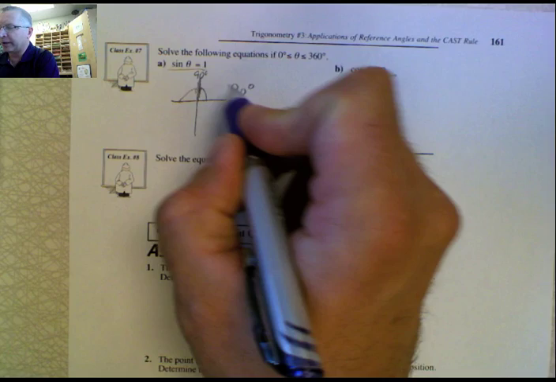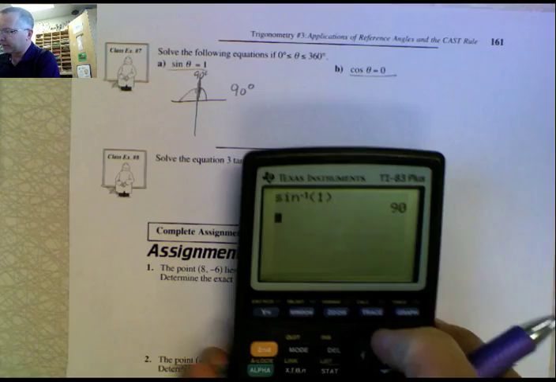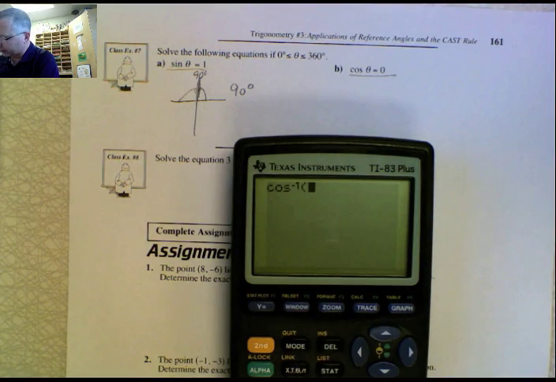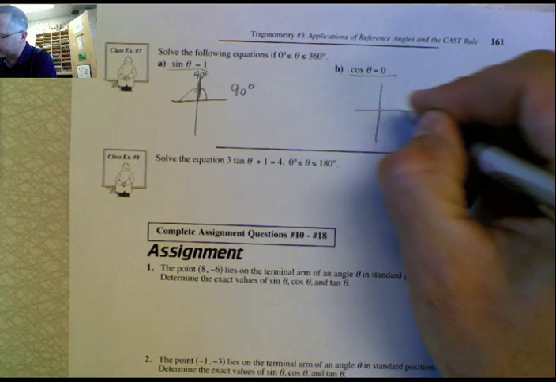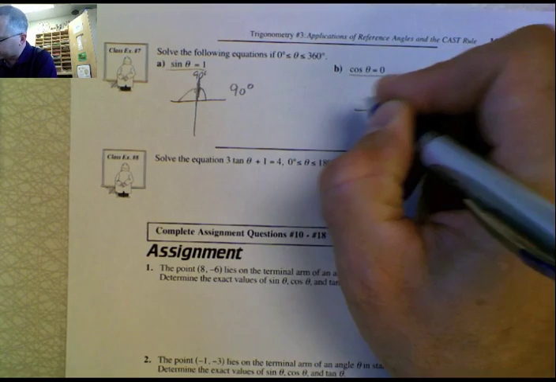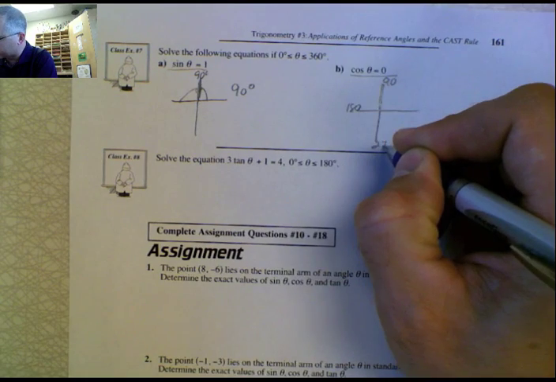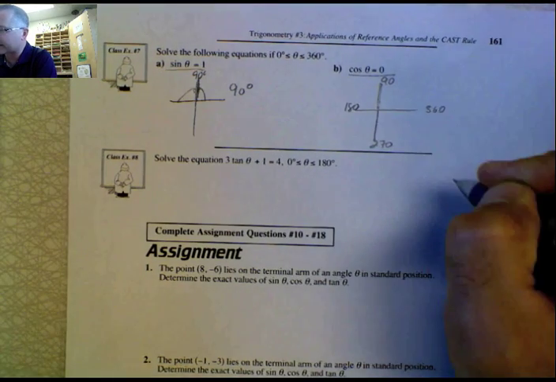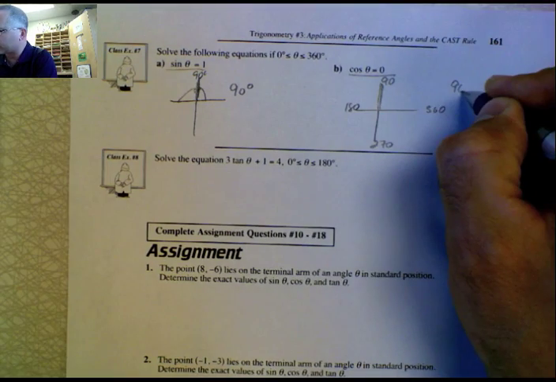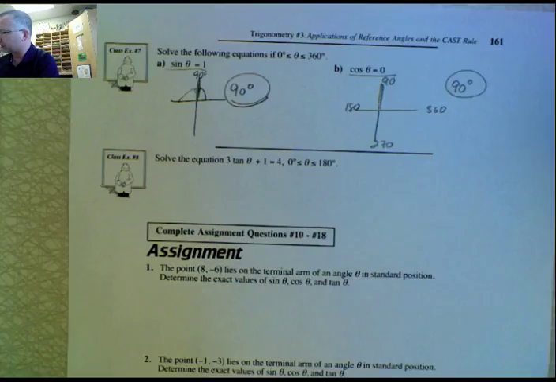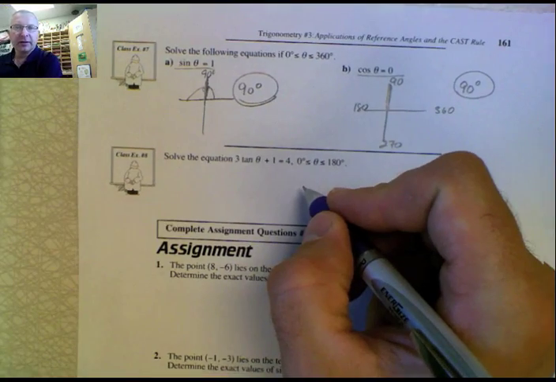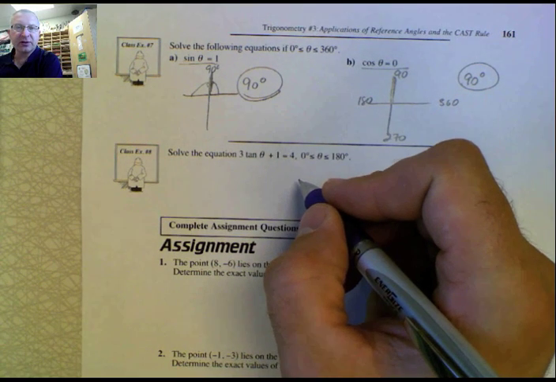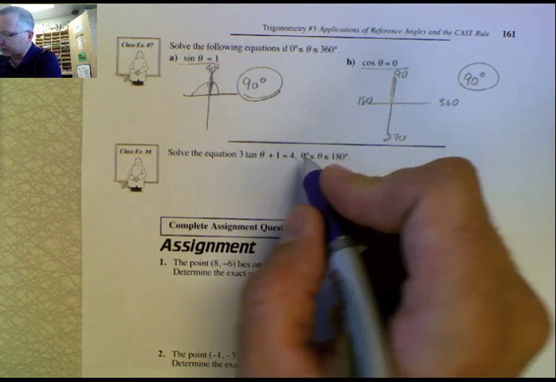Sine is only 1 at 90 degrees. If you do the cosine of 0, you go second function cosine and 0, you also get 90 degrees. So if you get 90 or 180 or 270 or 360 as an answer, there's actually only one solution to those problems. The last question is just requiring us to solve an equation before we actually solve it.